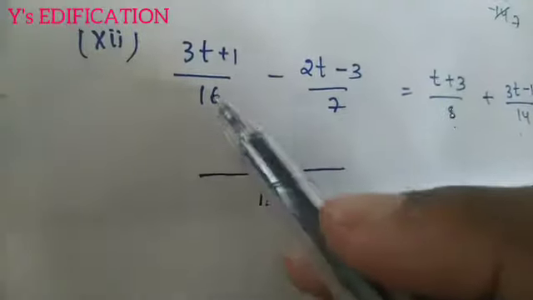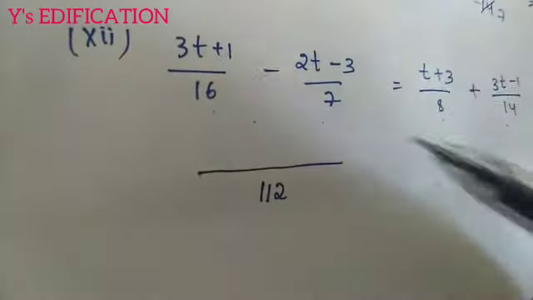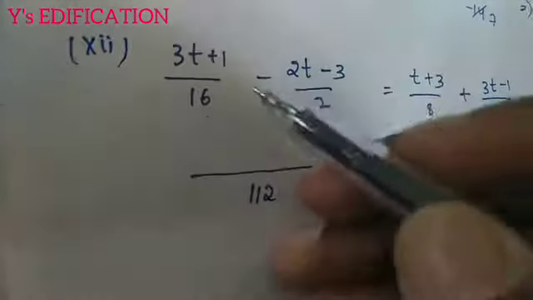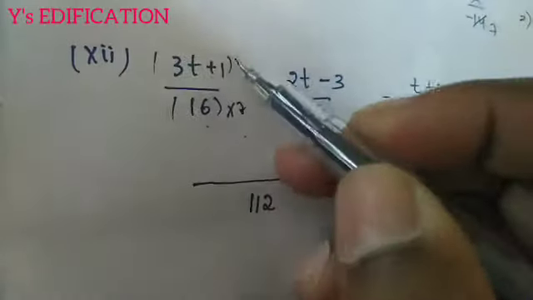Okay, why? Because multiply these two numbers. 7 is a prime number. So 16 times 7 is 112. So we have to multiply this number with 7 and this numerator also with 7.